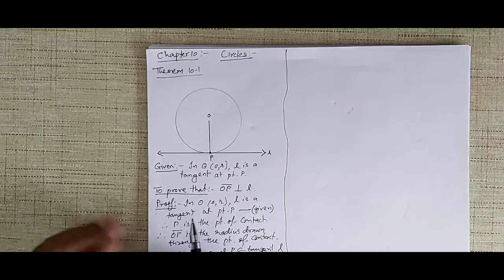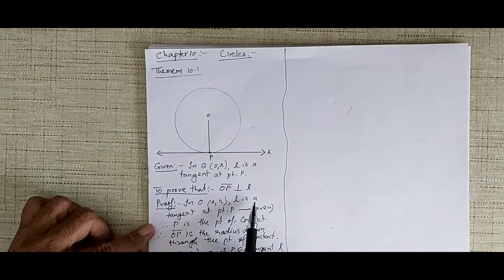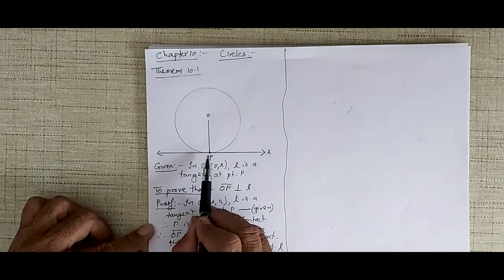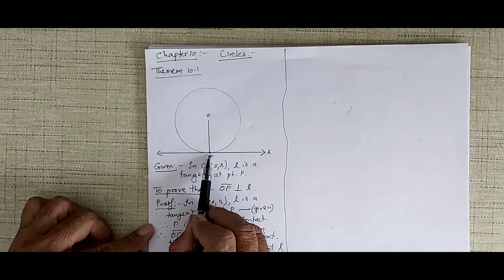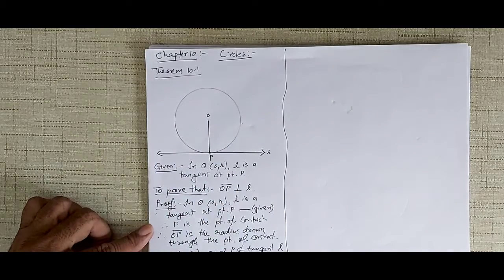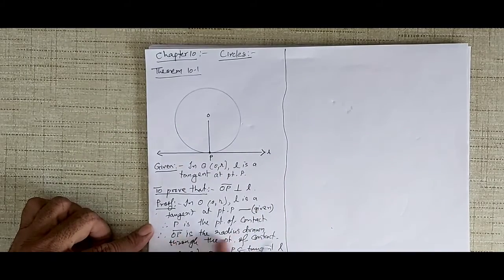Now first of all, let's start with what is given. In the circle with center O and radius R, L is a tangent at point P, that is given. Therefore, P is the point of contact between the circle and the tangent. OP is the radius drawn through the point of contact.